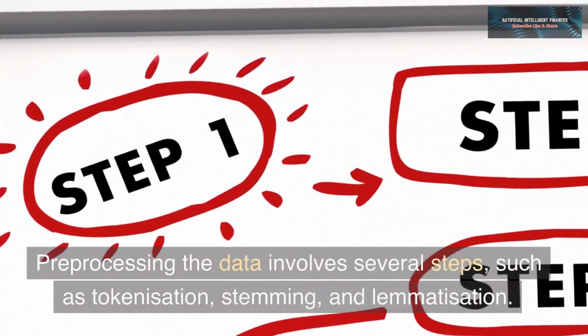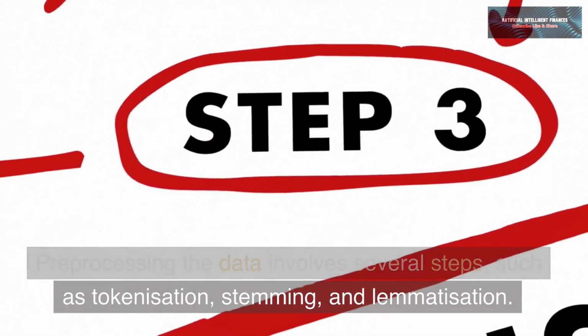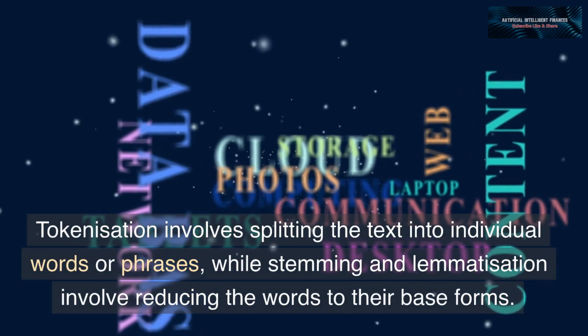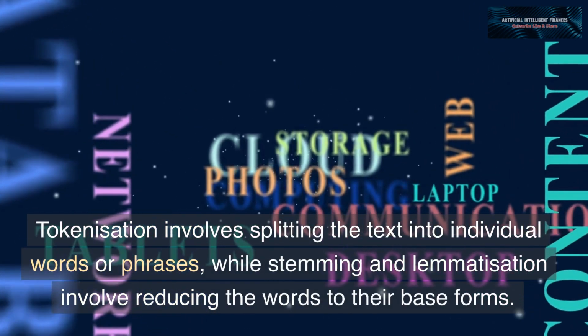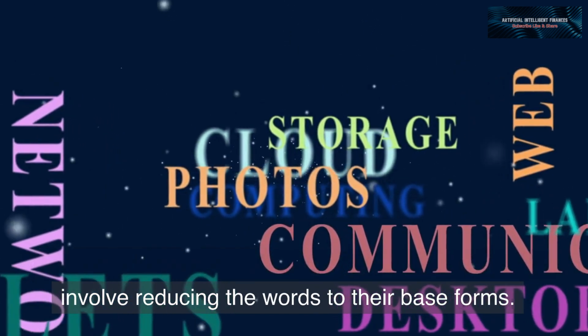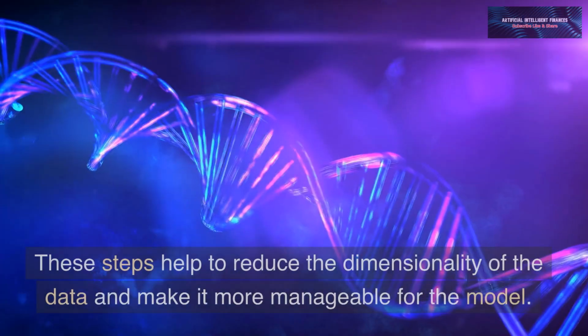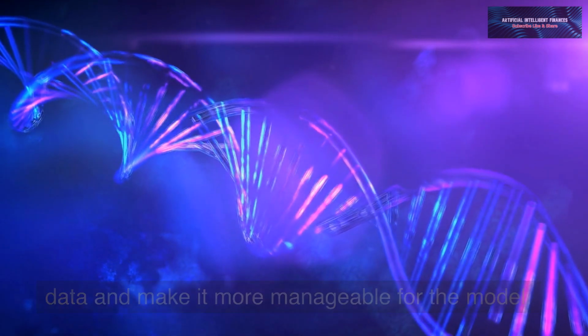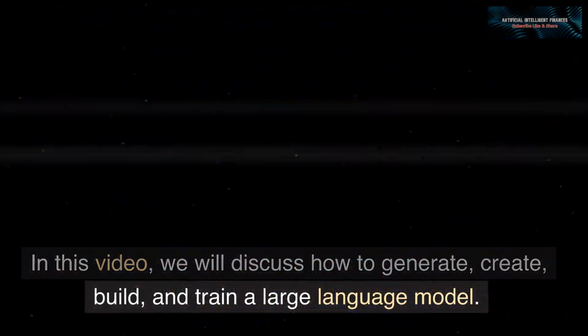Preprocessing the data involves several steps, such as tokenization, stemming, and lemmatization. Tokenization involves splitting the text into individual words or phrases, while stemming and lemmatization involve reducing the words to their base forms. These steps help to reduce the dimensionality of the data and make it more manageable for the model. In this video, we will discuss how to generate, create, build, and train a large language model.